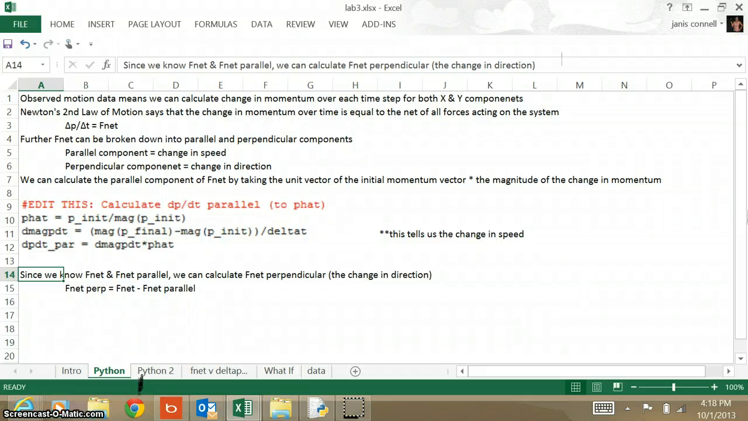Further, Fnet can be broken down into parallel and perpendicular components. The parallel component indicates the change in speed, and the perpendicular component indicates the change in direction. We can calculate the parallel component of Fnet by taking the unit vector of the initial momentum vector times the magnitude of the change in momentum. You can see here I did this in Python, and that will tell us the change in speed. And since we know Fnet and Fnet parallel, we can simply calculate Fnet perpendicular by simple subtraction.